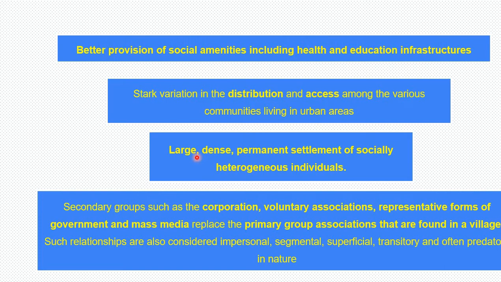The people living in an urban area are very large in number and densely populated, a permanent settlement of socially heterogeneous individuals. So it means that they are in no way connected or related to each other. There are also secondary groups such as corporations, voluntary organizations, many representative forms of government, and the media, which replace the primary groups found in villages.